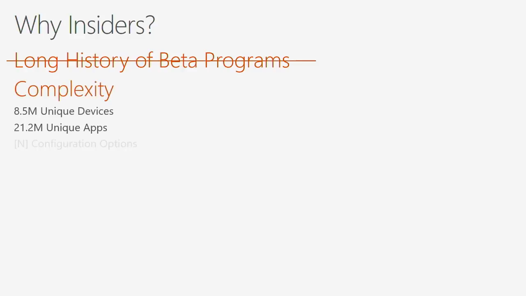The real reason behind the Insiders program is thinking about the complexity behind the number of computers and systems out there. There are millions and millions of unique devices. There are millions of unique applications, and there are millions of unique configurations. And even in my own life, I have different configurations, whether I'm working from home, working at work, or just being casual on my PC and doing something in my private life. And so really there's a huge complexity.